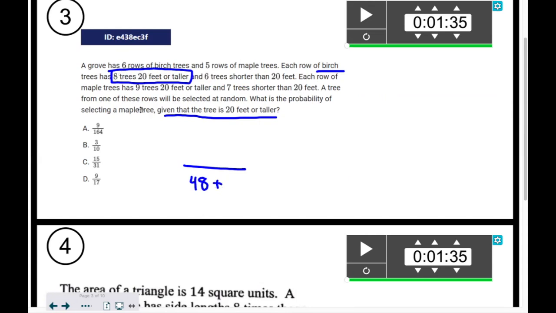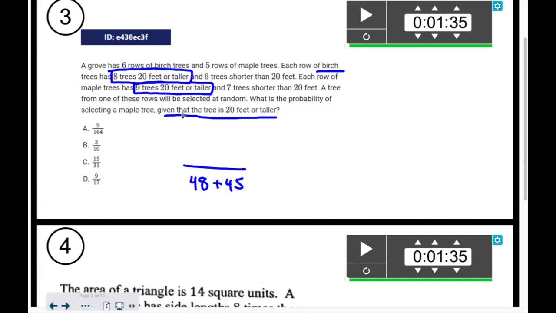Then I want to go to the maple trees. There are 5 rows of maples, and each row of maple has 9 trees that are 20 feet or taller. So that's 5 times 9, that's 45. I just want to make sure I did that right. Yeah, each row of maple, there's 5 rows, and there's 9 trees 20 feet or taller. So 48 plus 45, which we can find pretty easily, that's 93. But I want to keep them separate right now.